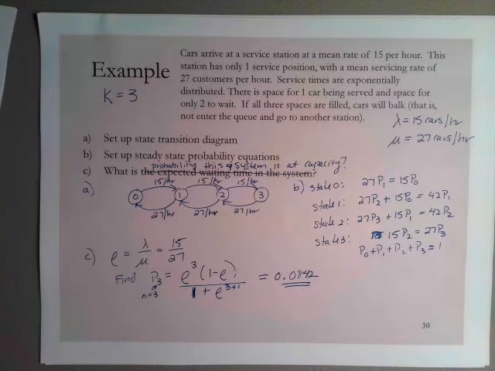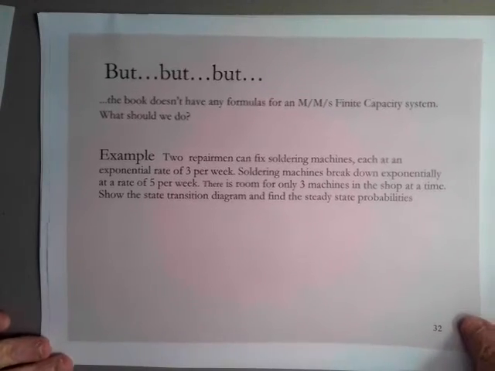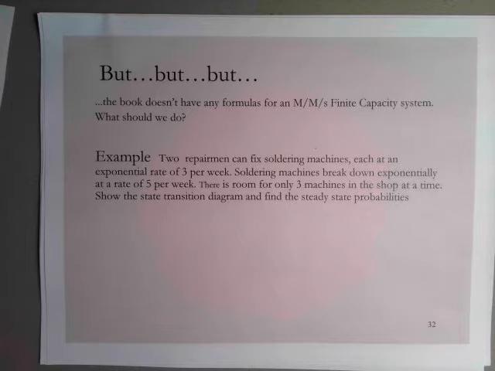All right. Now, how do we handle an M/M/S, finite capacity queue? So here we have one server. Now we're going to have multiple servers. And first thing we'll do is we'll draw the state transition diagram for that. But the next slide is, there's no equations in the textbook for this particular system. And that's because there's no closed form, because it depends on the number of servers that we actually have. But what we can do is we can certainly draw the state transition diagram for whatever situation we've got.